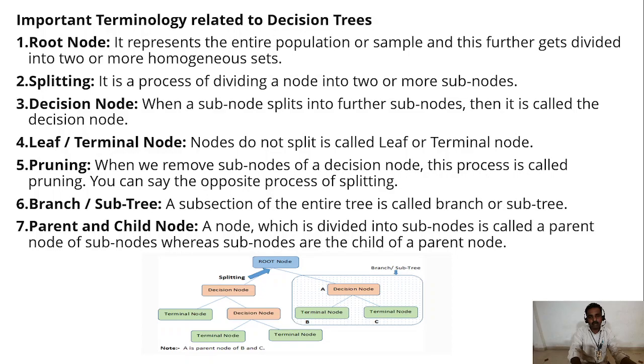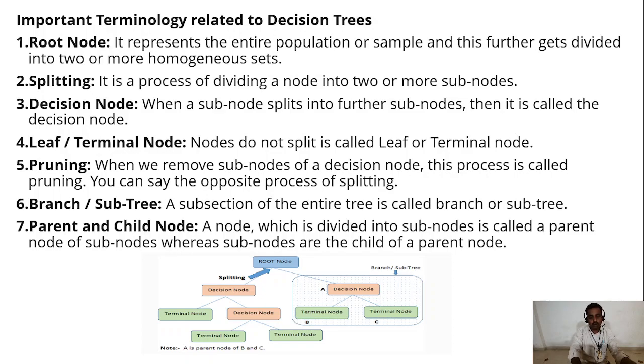Then the important terminology related to decision tree: root node, splitting, decision node, leaf or terminal node, branch, parent and child node. What is the root node? It represents the entire population or sample, and this gets divided into two or more homogeneous sets. What is splitting? It is a process of dividing a node into two or more subnodes. That is called splitting. Decision node: when a subnode splits into further subnodes, then it is called a decision node. Leaf or terminal node: nodes that do not split are called a leaf or terminal node.